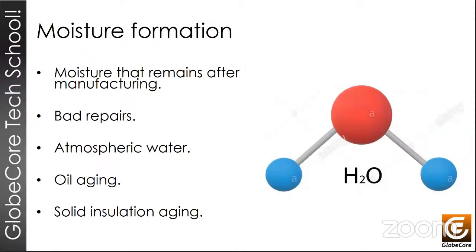There is also the process that makes water form inside the unit, because aging oil and insulating paper will all contribute to the formation of moisture inside the transformer in this way. Let's go to the next slide, please.